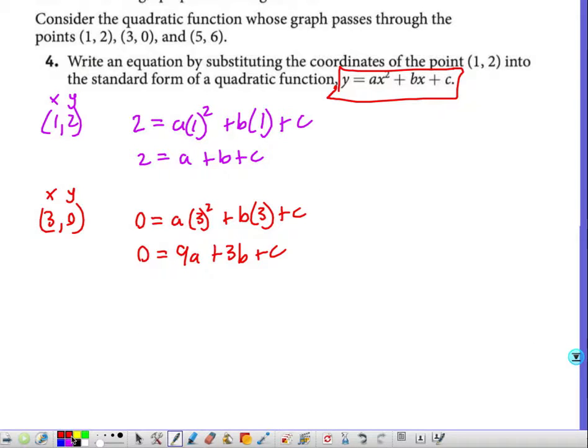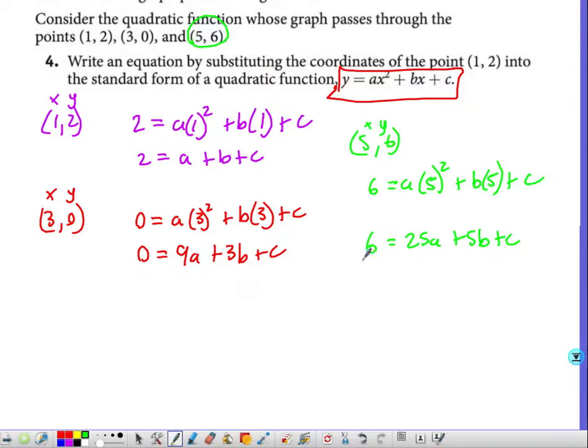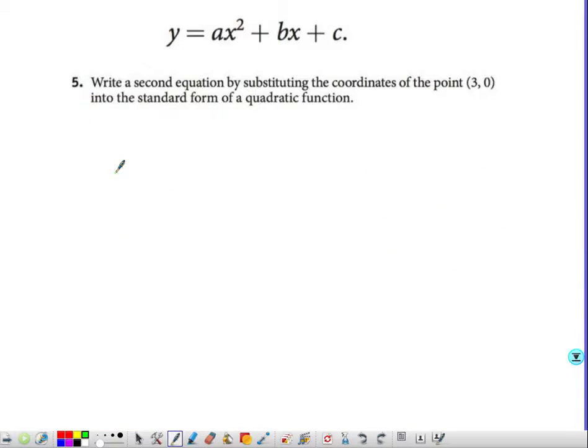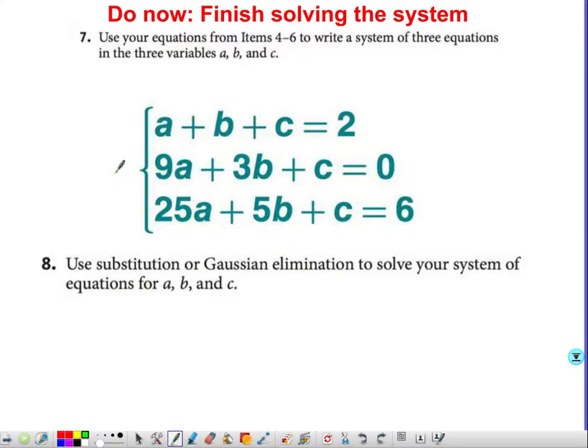And then finally, I have my last point, which is (5, 6). Let's quickly substitute that in. We have 6 is equal to a times 5 squared plus b times 5 plus c. If we simplify this, we get 6 is equal to 25a plus 5b plus c. Here are my three equations. So I basically did 5 and 6 already.